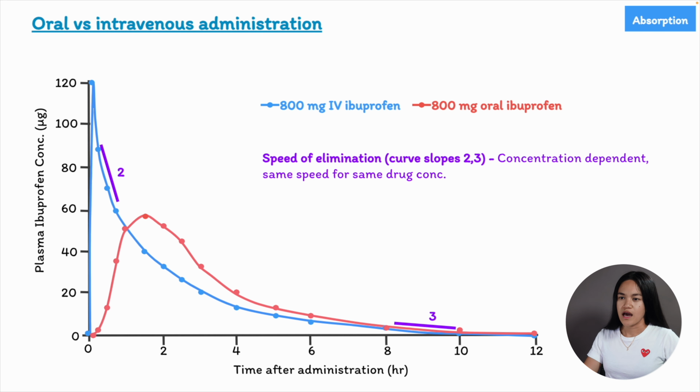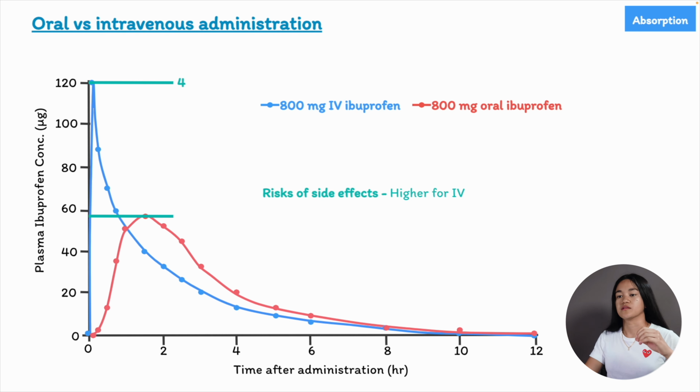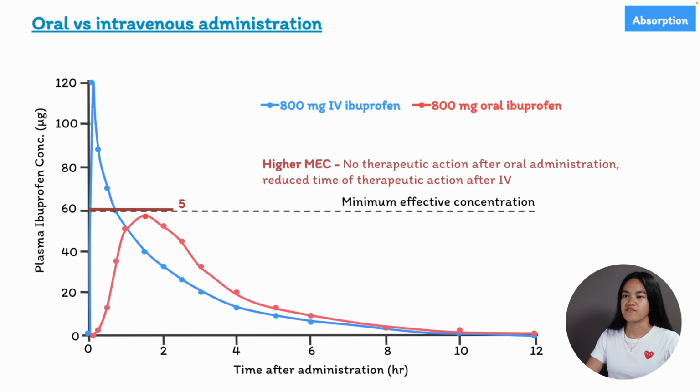We also covered how IV administration carried a higher risk of side effects because it led to higher drug concentrations in the bloodstream. Okay, and then if we were to change the minimum effective concentration, it could render oral administration ineffective. But we can see here IV administration would still provide the desired therapeutic effect. Okay, all right, let's take a look at another route of administration.